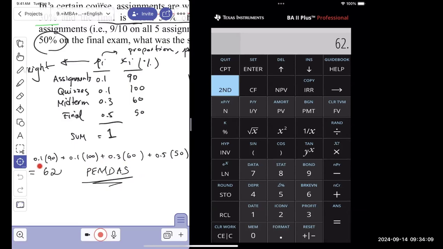Otherwise, it would do 0.1 times 90 and then add 1 and then multiply 100 to the whole thing. So, yeah. To put it in order of operations, I think I showed you second format, and you scroll down 4 times and you make sure it's in AOS mode on this calculator. So does everybody get that?